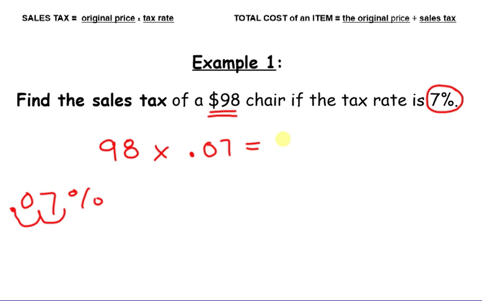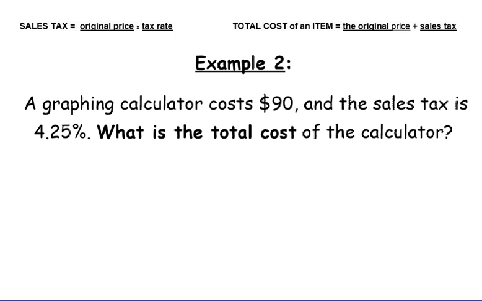And you should get 6.86. Okay? Now the question's not asking for the total cost, it's asking for the sales tax. So in this case, the sales tax on that chair is $6.86, and there's no need to round. Okay?